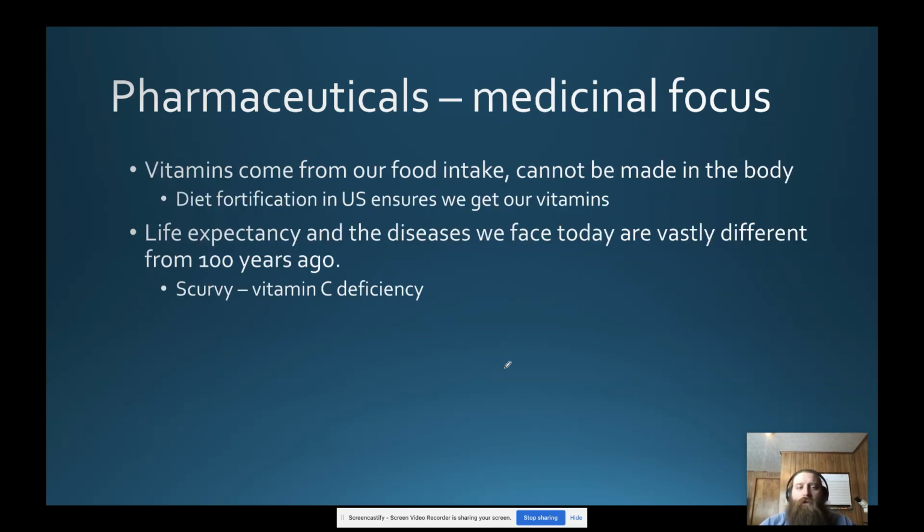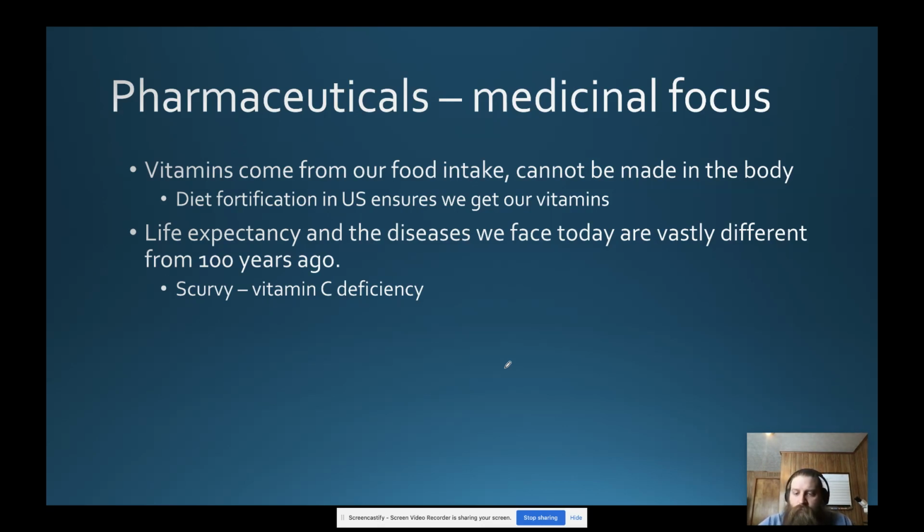Now, when we talk about pharmaceuticals, we can also look at vitamins. Okay. And vitamins are molecules that our body can't make, they have to come to us through the food that we eat. So in the US, we're fortunate enough to have what's called diet fortification, where the government ensures you get your vitamins. So they put iodine in the salt to make sure you get iodized salt, which is good for your thyroid gland.